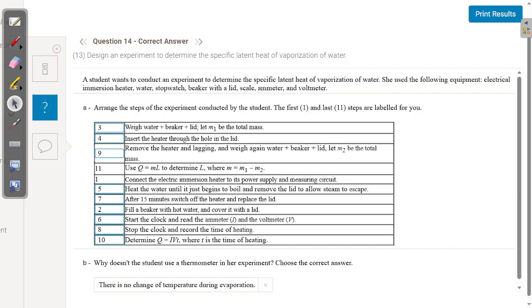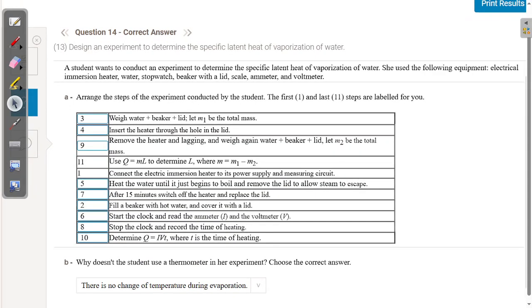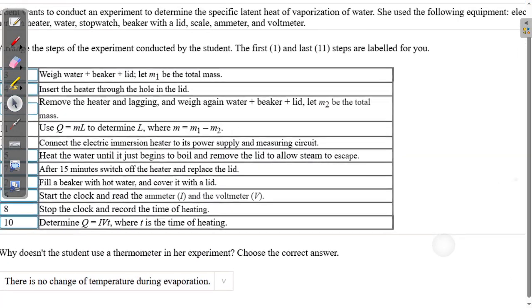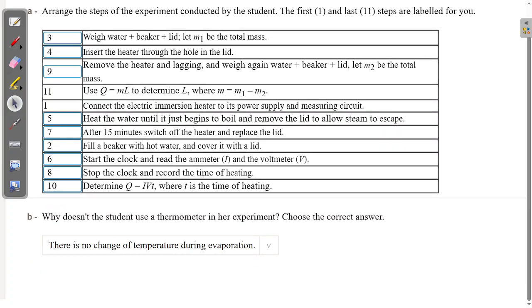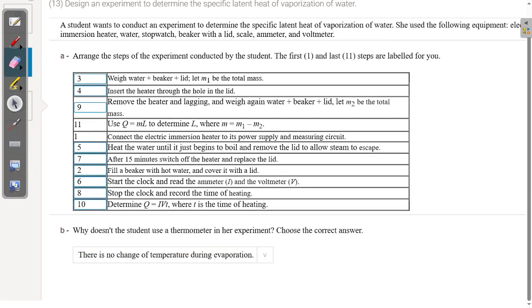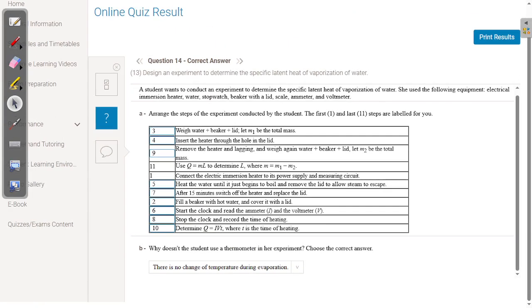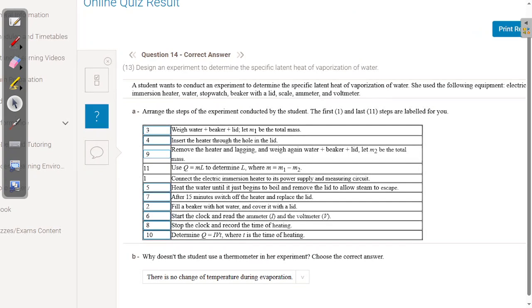A student wants to conduct an experiment to determine the specific latent heat of vaporization of water, and they want the steps. This is just memorization, and it's also chapter 1. So okay, the steps are easy. Connect the immersion heater, fill the beaker with hot water, and so on. Anyway, then why doesn't the student use a thermometer? Because during evaporation or melting or freezing, there's no change of temperature. When there is a change of state, the temperature stays constant.